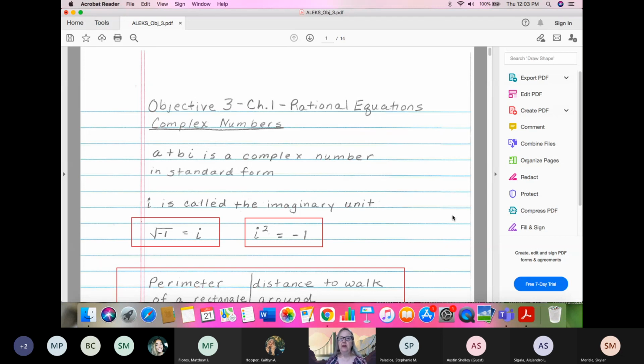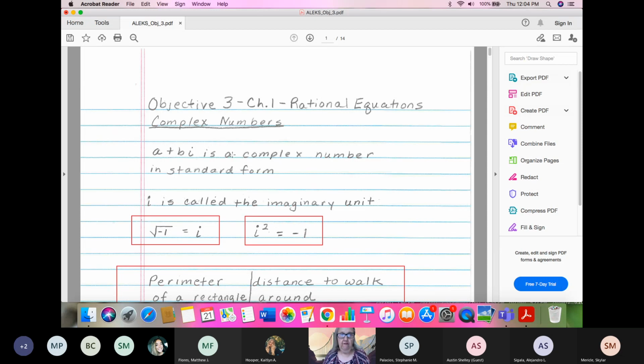Okay, so I want to look at this. Objective 3 is really about rational equations. In other words, solving equations that have one or more variables in the denominator. But we're also going to look at complex numbers, as we are going to use them in more advanced topics in the next objective. So I want to look at the introductory topics for complex numbers as well. So first of all, let's talk about complex numbers.